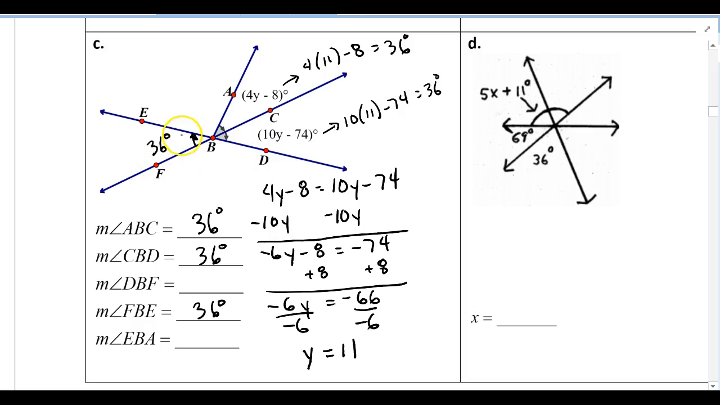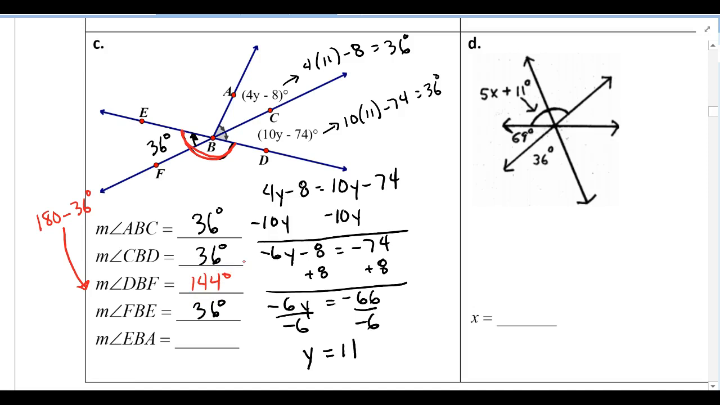And I can see that these two angles here form a linear pair. These two angles form a linear pair. So I know that this one, DBF, is going to be 180 minus 36 degrees, which is 144.